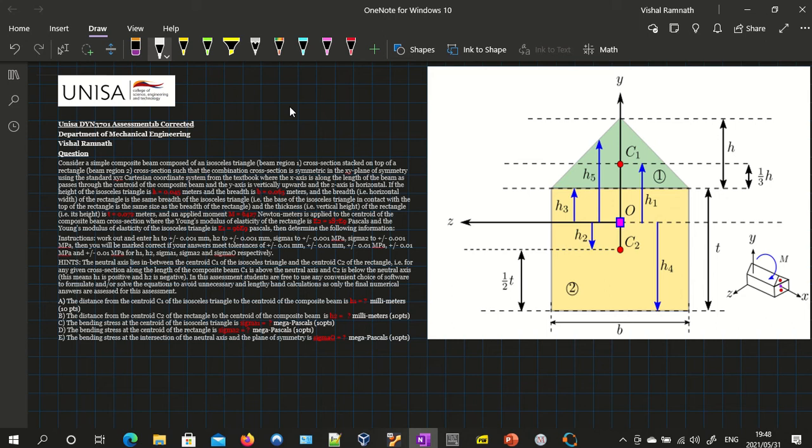I will do a quick, perhaps not so quick video on how to solve the assessment problem in assessment 1B. The details in writing are there for you to read in your own time. Remember the instructions were to work out your answers to 3 decimal places in millimeters and megapascals, and you would be marked correct if you got within 0.01 millimeters or 0.01 megapascals. That was the criteria. It was clearly specified.